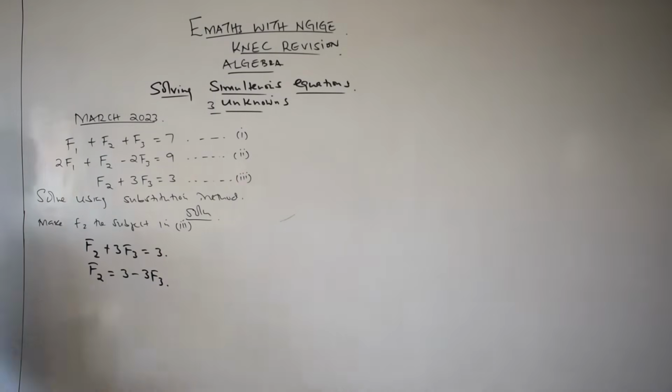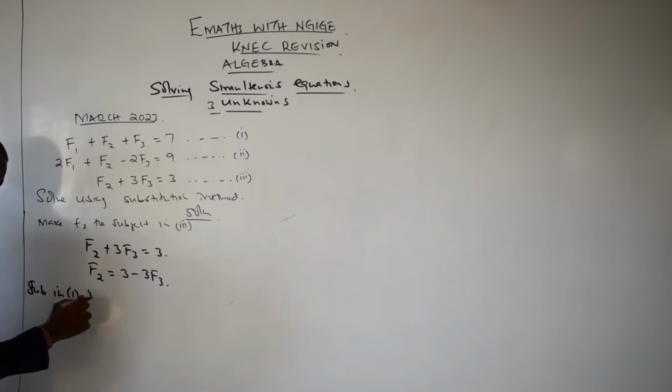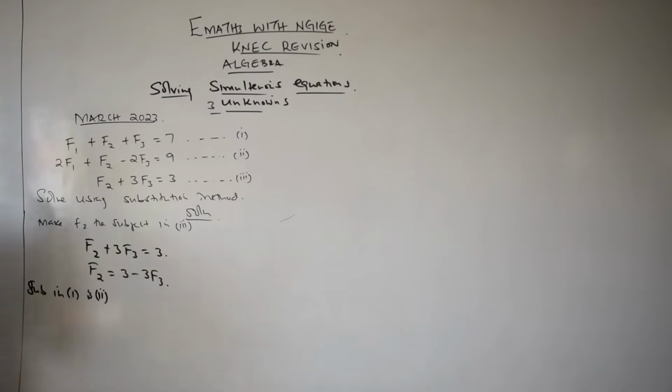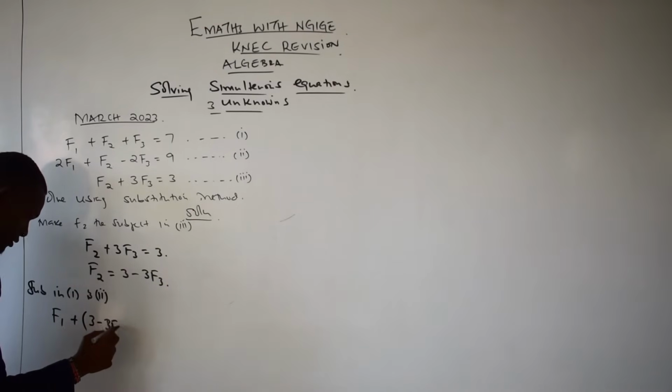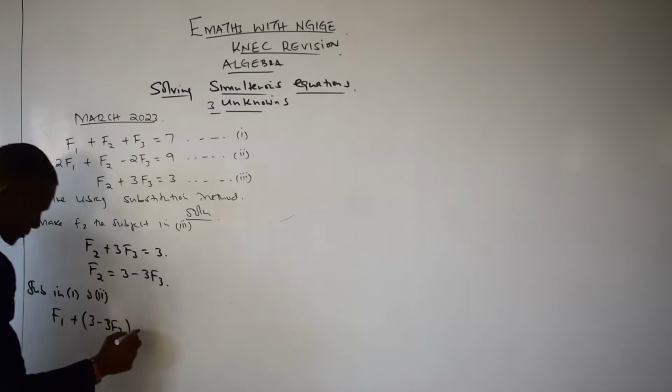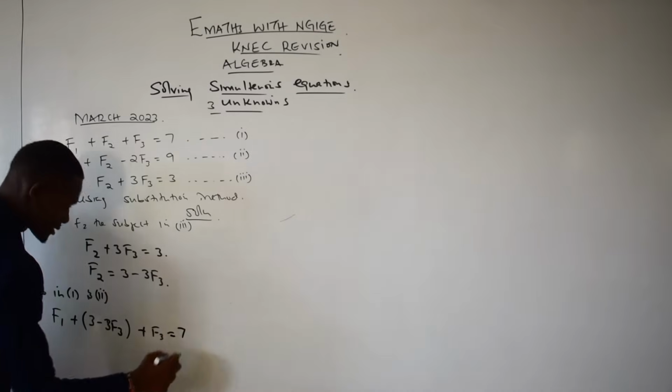3f3. Then what you do from this point is replace the value of f2 in equation number 1 and equation number 2. That is always the procedure: make one term the subject of the formula, then replace it in the other equations. So we start with 1. We have f1, then we know what our f2 is, so plus in brackets 3 minus 3f3. So that is our f2. Then plus f3 should give us 7.